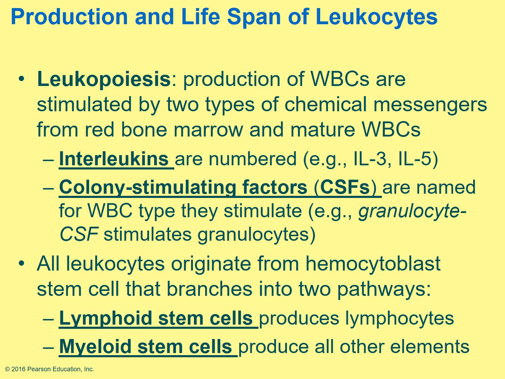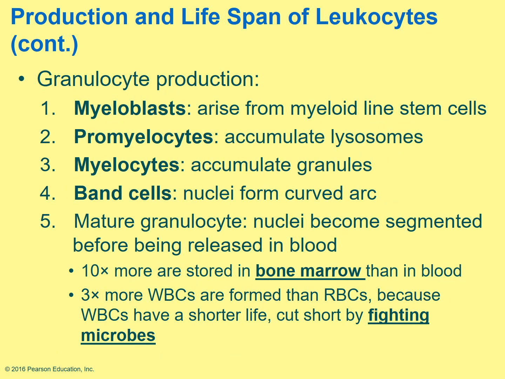Leukopoiesis, the production of white blood cells, is going to be stimulated by different chemical messages that are coming from the red bone marrow and mature white blood cells. You have interleukins, you have colony stimulating factors. All leukocytes are going to originate from hemocytoblast stem cells, and then it's going to branch into 2 pathways. Your lymphoid stem cells are going to produce the lymphocytes, and the myeloid stem cells produce all of your other leukocytes.